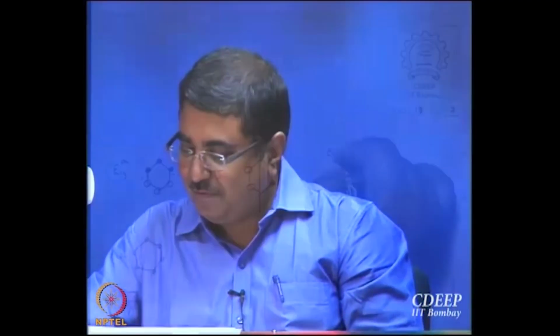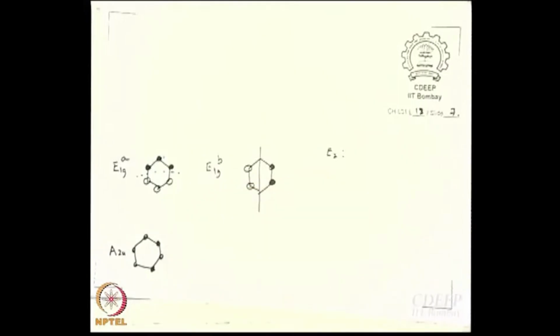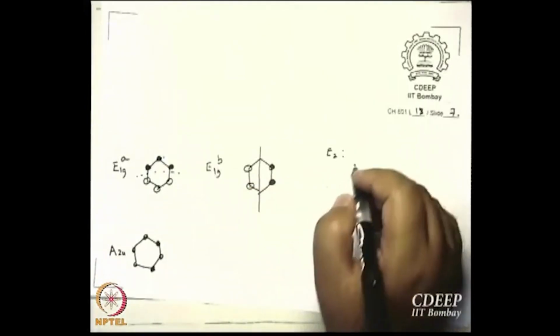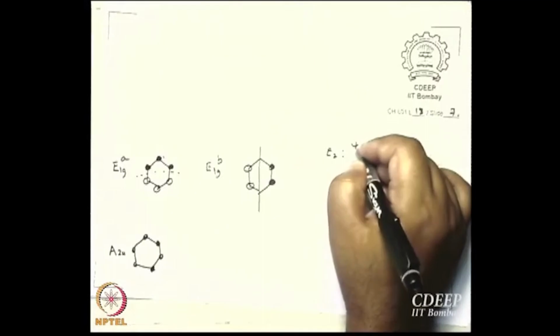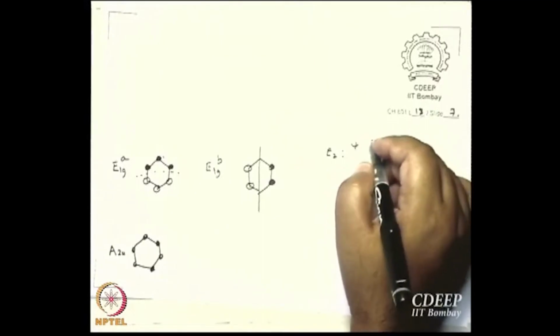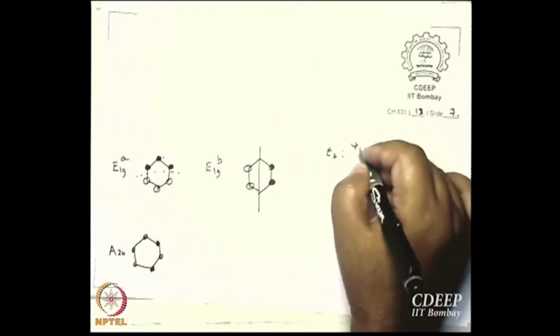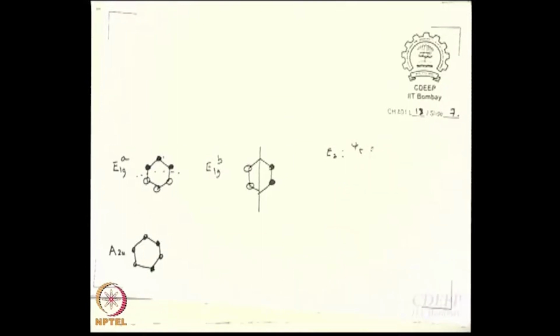Now, what is left? E2. And now we have pros. So, can we work out E2 quickly? Psi 5, what is psi 5? Work in the C6 point group and get me the complex wave function. What is psi 5?